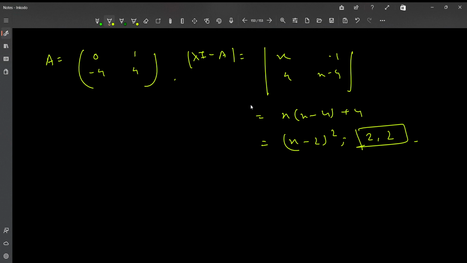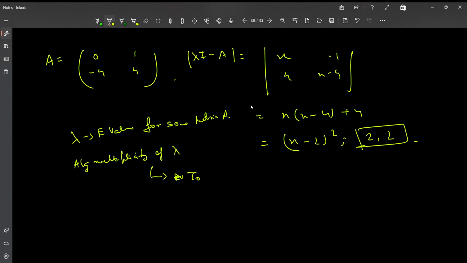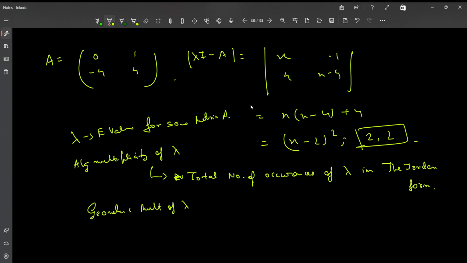So first let us calculate the Jordan block. How to calculate the Jordan block? We just need the geometric multiplicity. Let me also explain this fact. Suppose lambda is an eigenvalue for some matrix A. Then the algebraic multiplicity of lambda gives the total number of occurrences of lambda in the Jordan form, and the geometric multiplicity of lambda gives you the number of Jordan blocks associated with lambda.